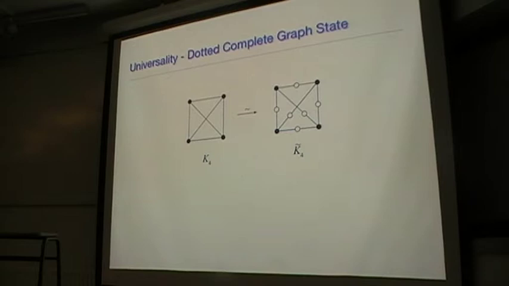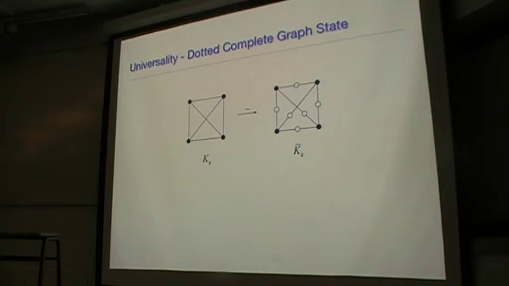In the original protocol, we give this brickwork state because it works, but now we need something else because of the verification. So this is a little diversion, introducing a new universal resource for measurement-based computing called the dotted complete graph. You pick your complete graph K4, and over each edge you add one node. This is the dotted complete version of that graph.